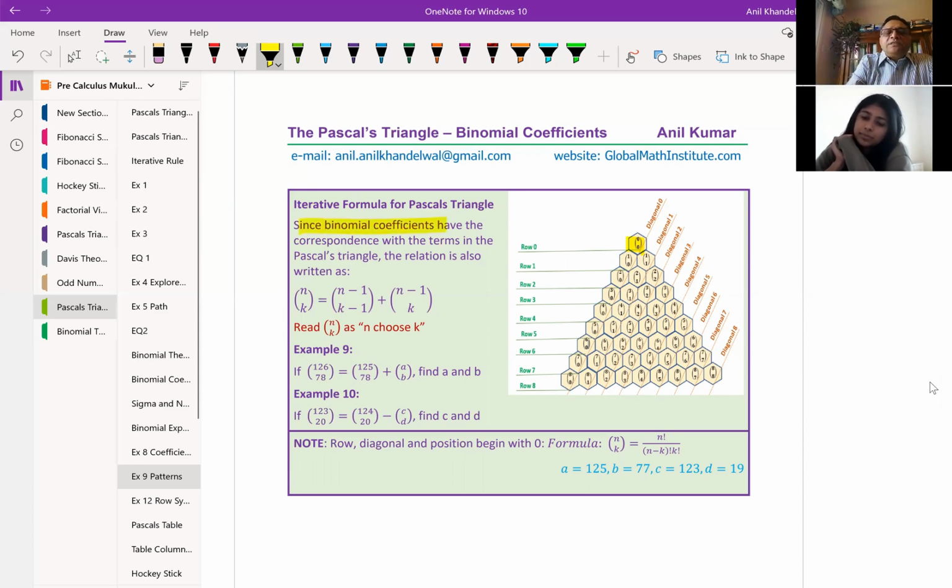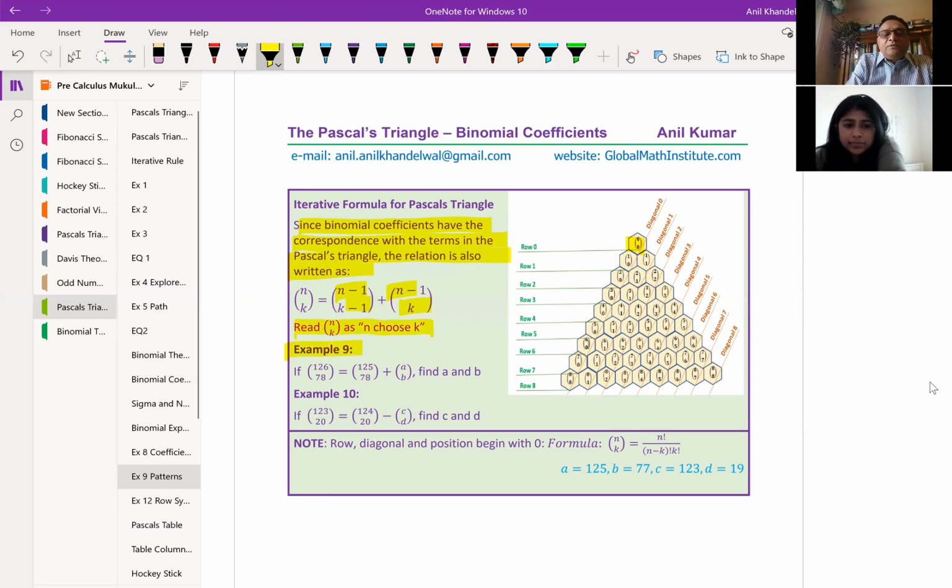These binomial coefficients correspond to the terms in Pascal's triangle. The relation is also written as, you remember that T(n, r) is equal to T(n minus 1, r) plus T(n minus 1, r minus 1). I've written that in the coefficients: n choose k is n minus 1 choose k minus 1 plus n minus 1 choose k. That becomes a standard formula for binomial coefficients because they follow the same rules. So same formula, just in a different format. Correct. So read nCr as n choose k.